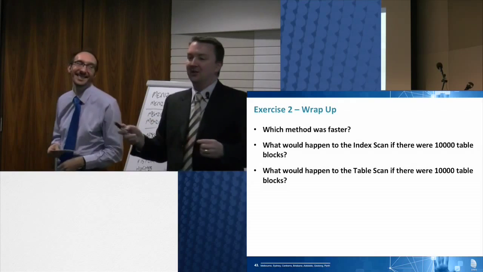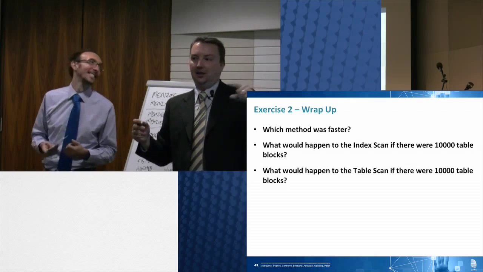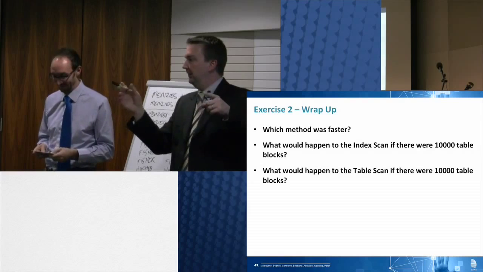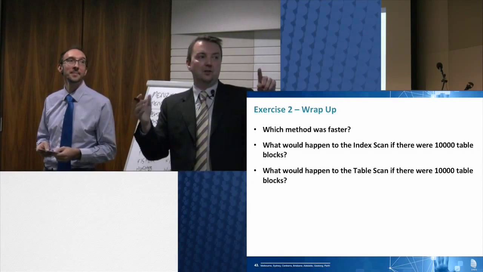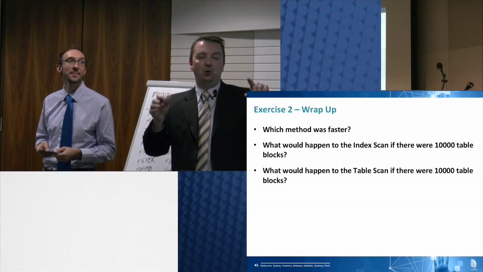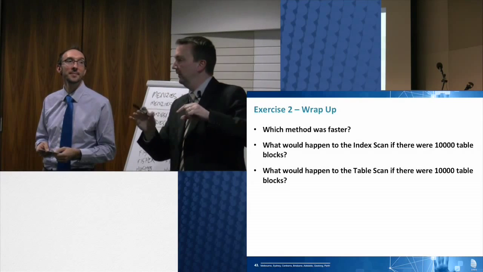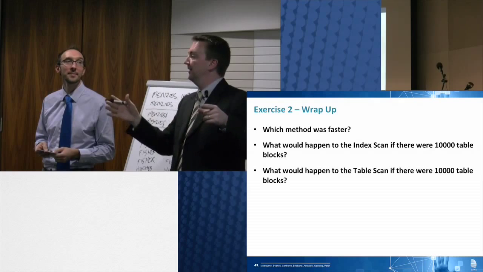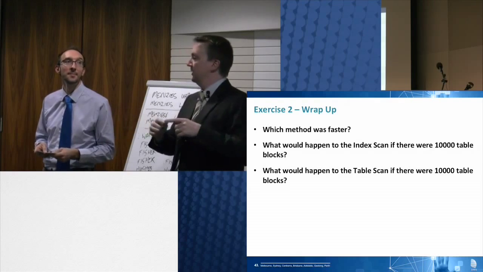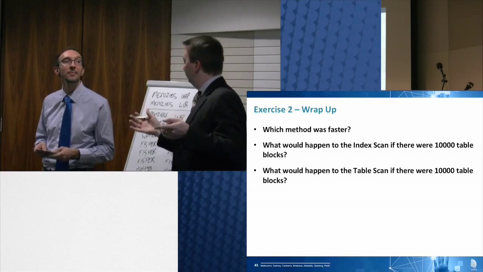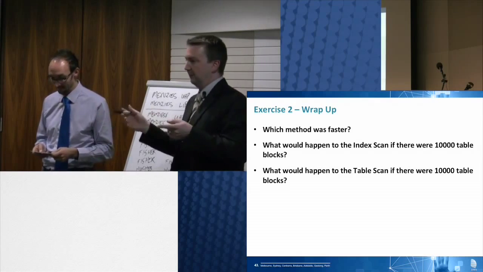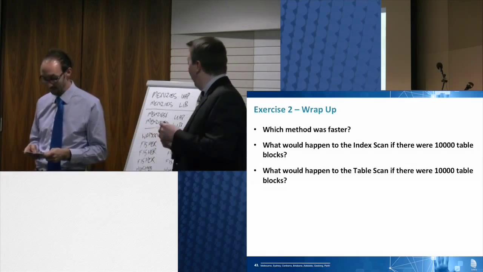Fantastic. Okay, so we can see that the first one, the index scan, for these poorly selective index scans, they scale terribly. The second example, full table scan, they scale gracefully, because of my DB file multi-block read count.